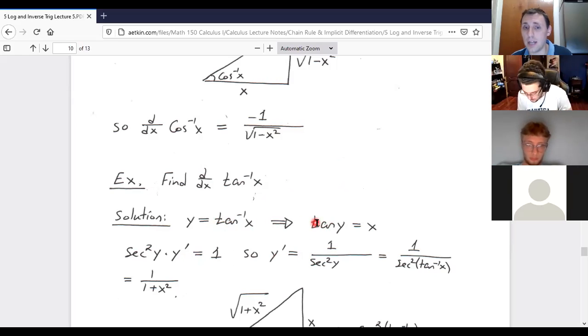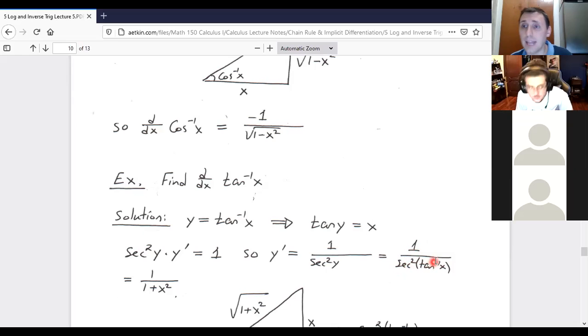So this step should take you half a minute, right? How long can it take? Tangent of y is x. The derivative is secant squared y prime equal to 1. y prime is equal to 1 over secant squared, and then you have 1 over secant squared of tangent inverse x. Yes, that's what y prime equals. Understood?